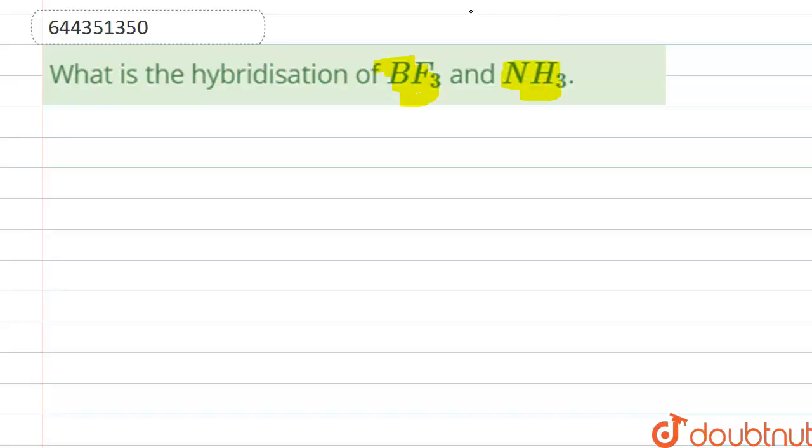Hello everyone, here the question is, what is the hybridization of BF3 and NH3? So we calculate by the help of steric number. So we have to calculate the steric number. The steric number is equal to bond pair plus lone pair.